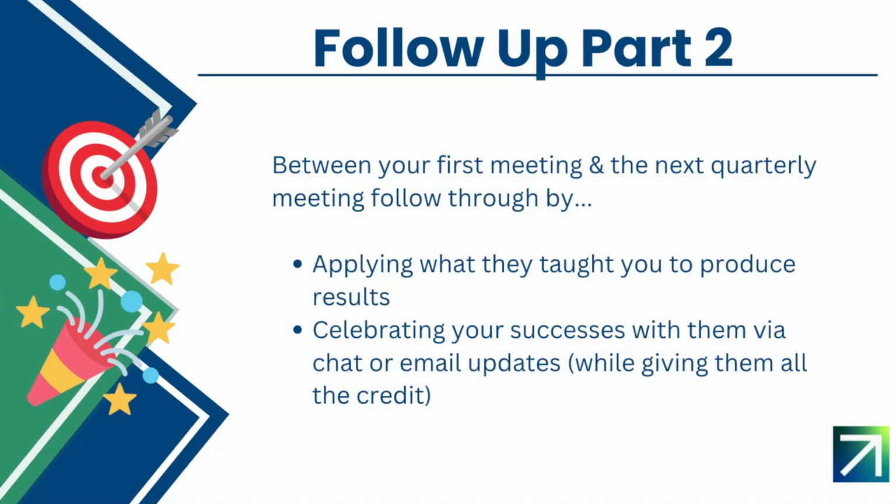Step number 2 is a continual process. Between this first conversation with your future boss and the next quarterly meeting, you're going to want to apply what they taught you and then celebrate with them your successes. Let's say you set a meeting in a high-value account for your account executive that aligns to your future boss, and maybe you help that account executive progress an opportunity and run a great discovery call, and you applied specifically what was shared from your future boss.